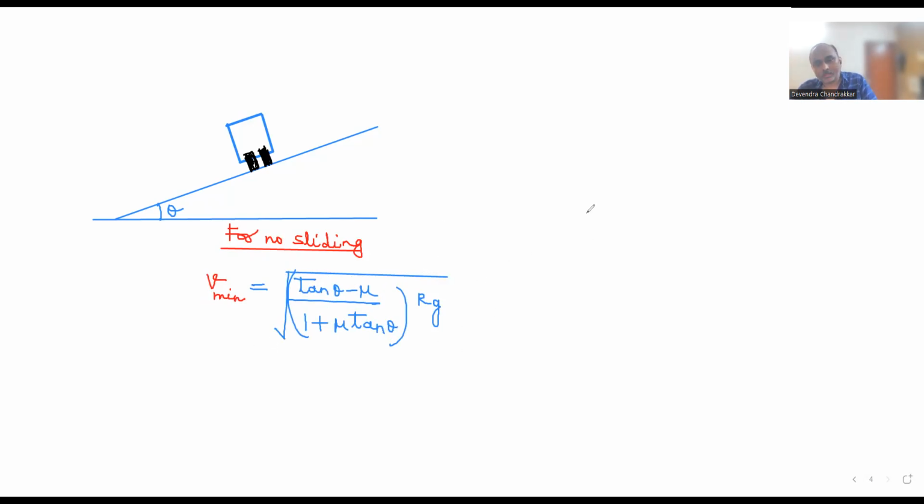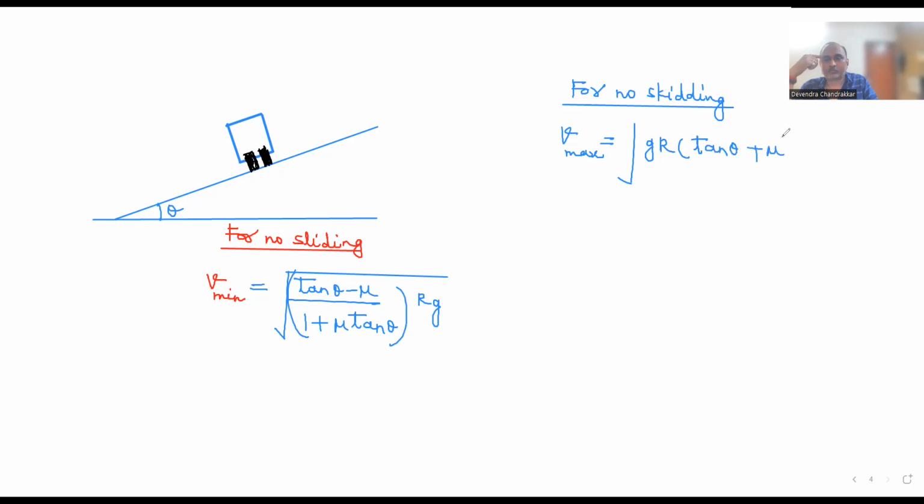And for no skidding, what is this V max? See, this is the minimum velocity, right? To prevent slipping or sliding. Now you keep on increasing the velocity. At some point, this object may go outwards. That is the skidding case. So the maximum velocity for no skidding is root of gr (tan theta plus mu) over (1 minus mu tan theta).